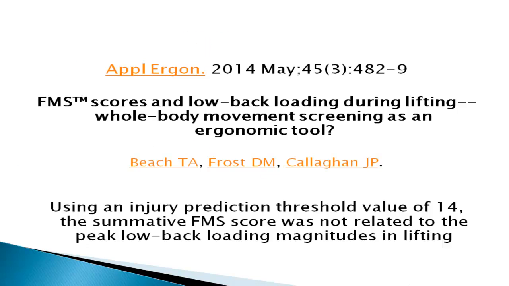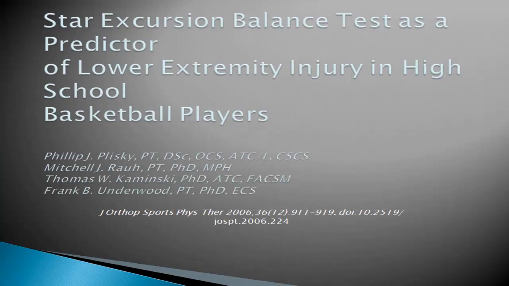And in Applied Ergonomics in 2014, FMS scores and low back loading during lifting. Using an injury prediction threshold value of 14, the summative FMS scores were not related to the peak low back loading magnitudes in lifting.